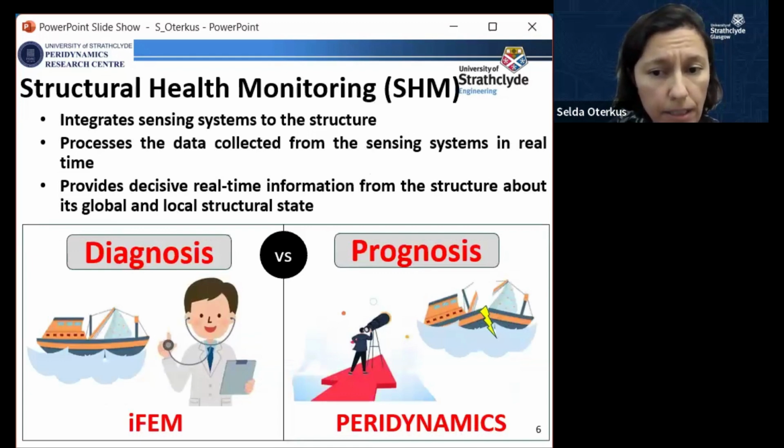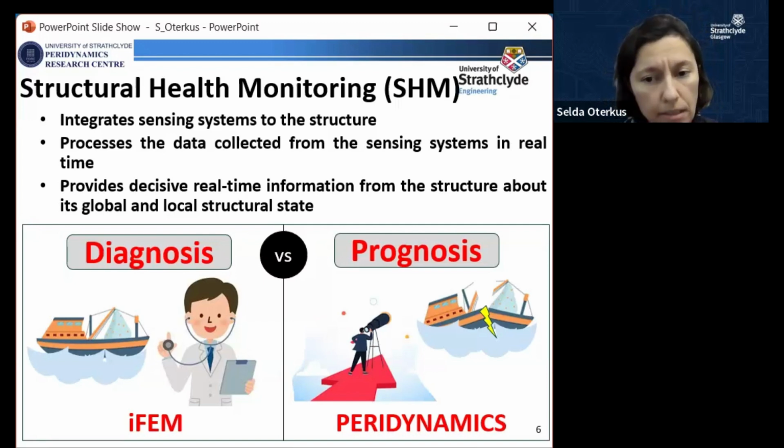Digital twin is a very wide concept, and it can be applied to many different fields. In this webinar, we are going to mainly focus on its usage in structural health monitoring for marine structures. For structural health monitoring, first we need to collect data from sensors which are located on the structures, and we need to process this data so that we can make decisions based on the data we collected from the structures. And then, of course, structural health monitoring has two different phases we need to consider.